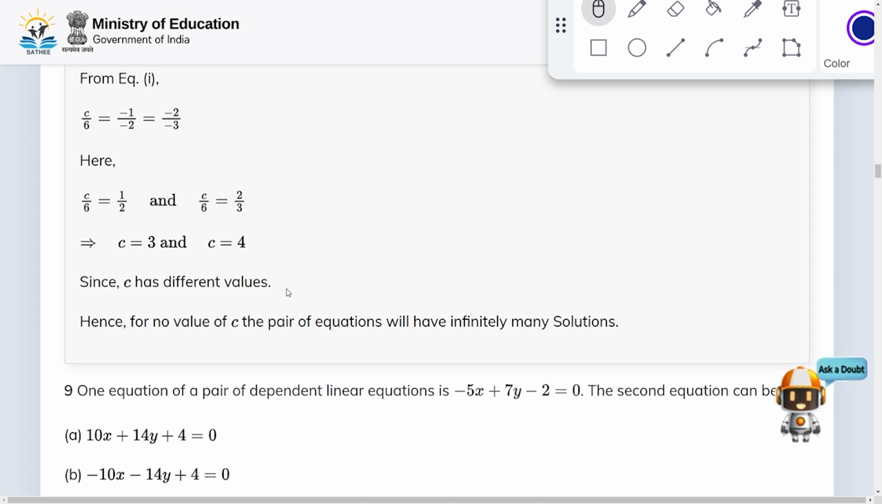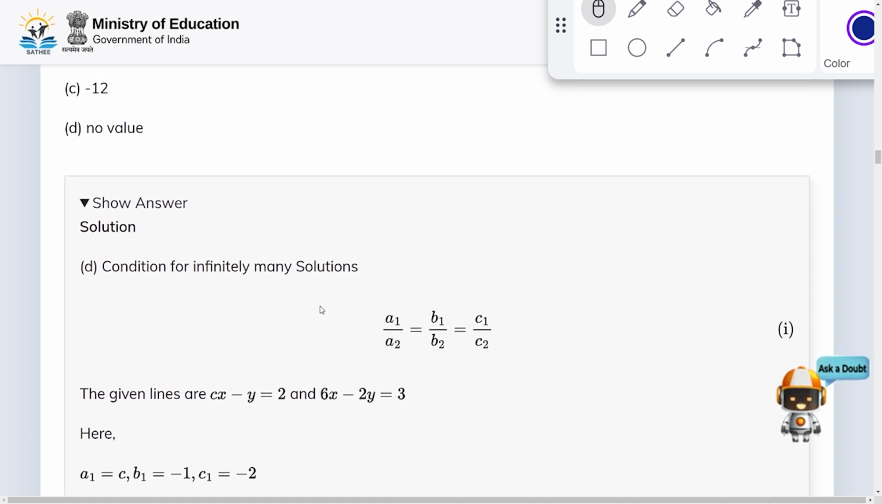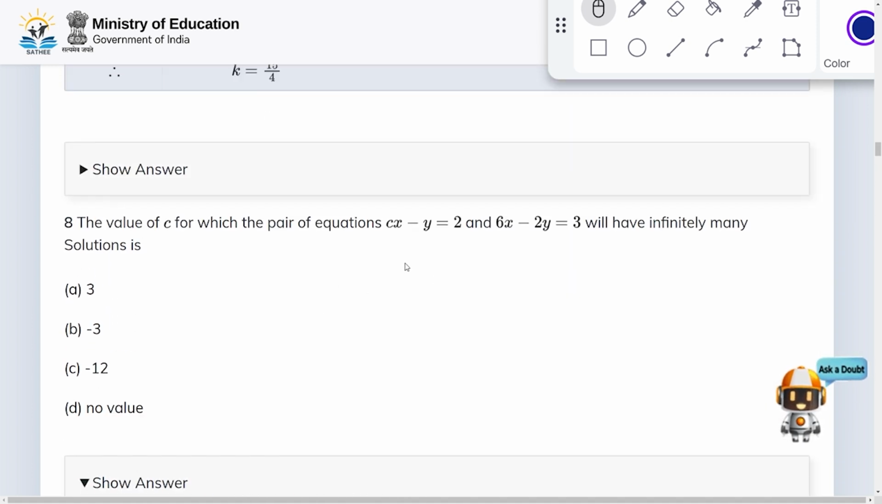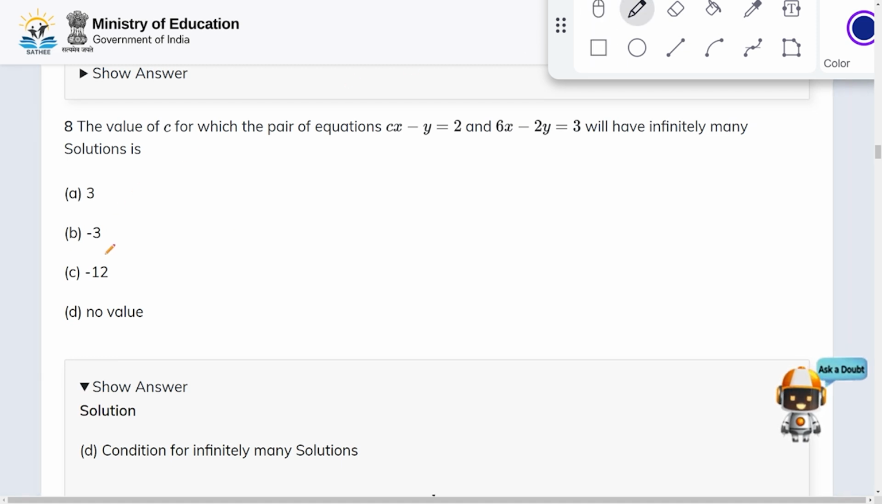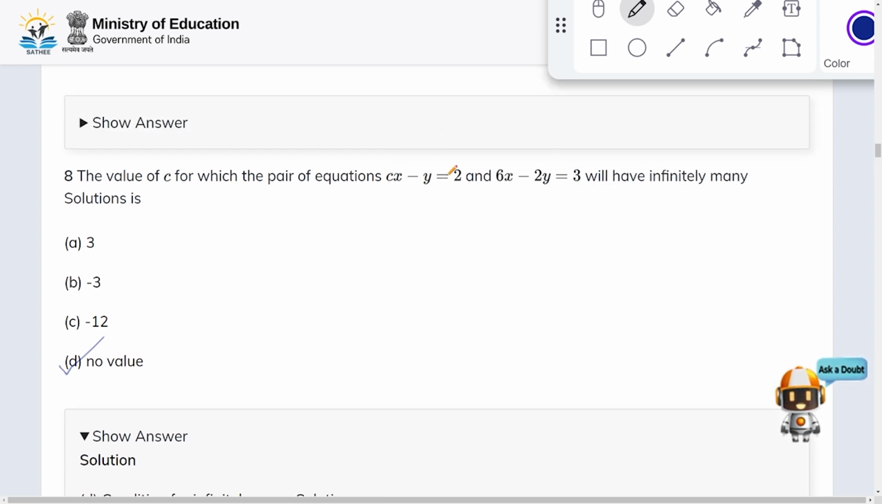Okay, since c has different values, hence for no value of c will the pair of equations have infinitely many solutions. So there is no value of c for which the pair of linear equations cx minus y is equal to 2 and 6x minus 2y is equal to 3 will have infinitely many solutions. So here option number D is the correct answer.